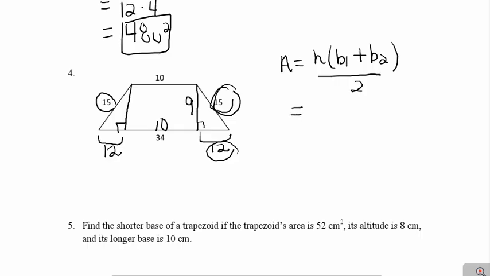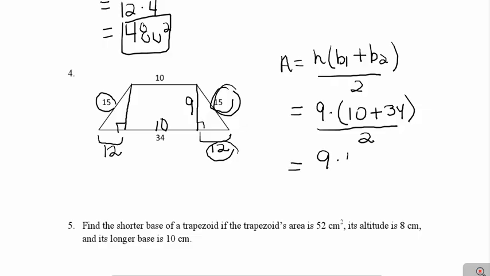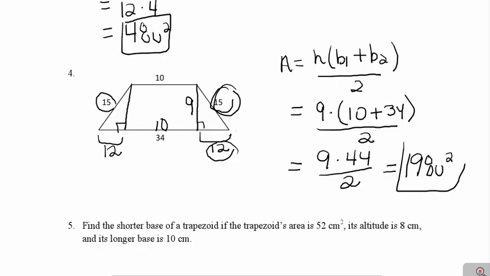Now I'm just going to substitute all of my numbers into my equation. So the height is 9 times base 1 is 10 plus base 2 is 34. And then I'm going to divide that entire thing by 2. So I have 9 times 44 divided by 2. And then if I were to solve that, I get 198 units squared is the area of the trapezoid.